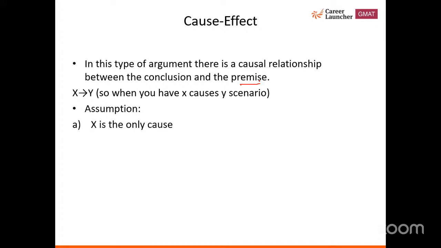Now, whenever you find any argument which presents an X causes Y scenario, just understand that the argument assumes that X is the only cause. It assumes that it's not a coincidence, and that effect follows cause. X is the only cause, meaning there is no other cause. Not a coincidence, meaning every time X is present, Y will be present. Effect follows cause, meaning X leads to Y; Y cannot cause X. The reverse will not be true. That is something you'll have to identify here. Are we clear here, everyone? Any questions related to the causal argument?